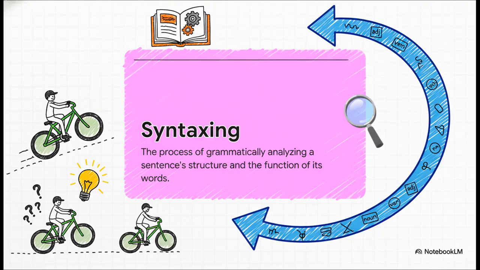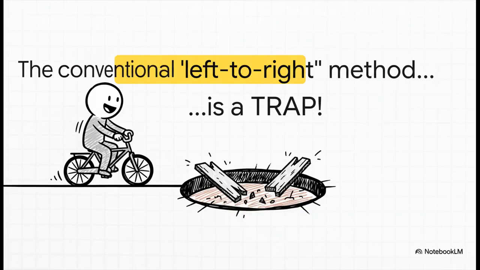So first things first, let's get a key term out of the way. The process we're talking about is called syntaxing. It's just the technical name for breaking down a sentence, figuring out what all the parts are, and understanding how they all fit together. Now, the way we all learn to do this in school is, of course, from left to right. You start with the first word, and you move forward. It just feels natural because, well, that's how we read.